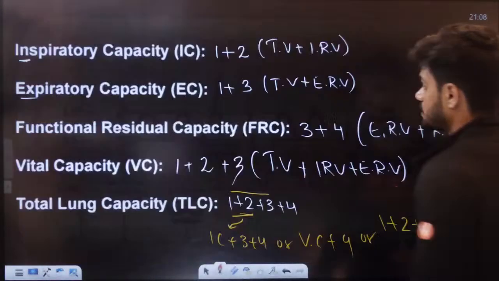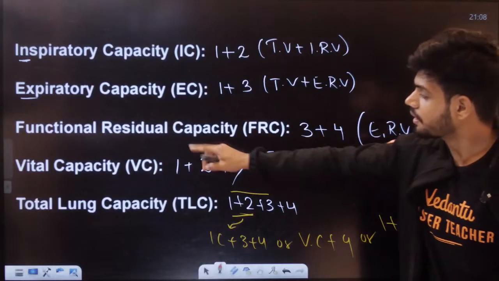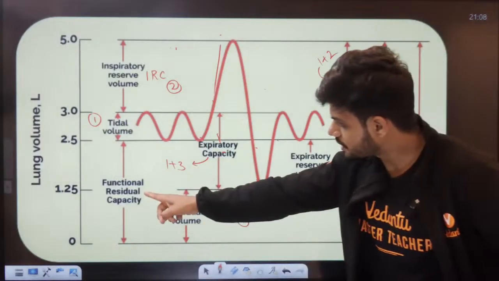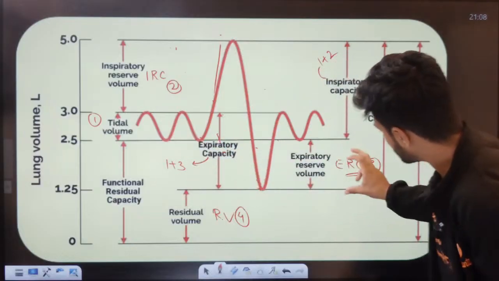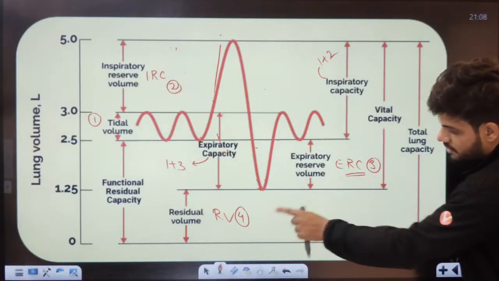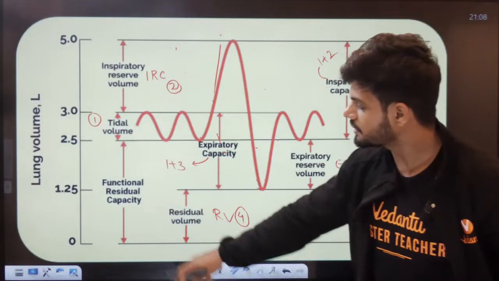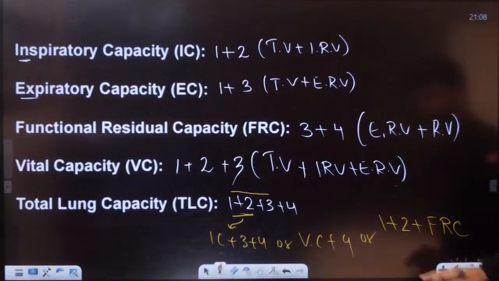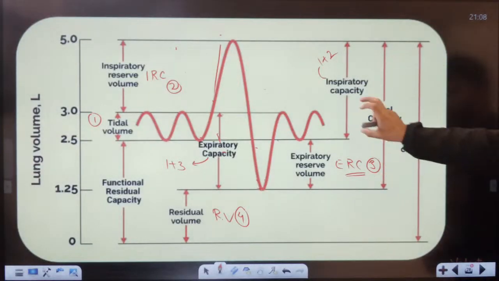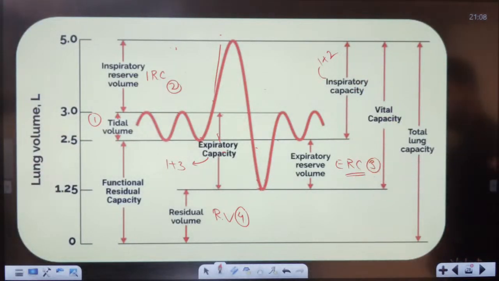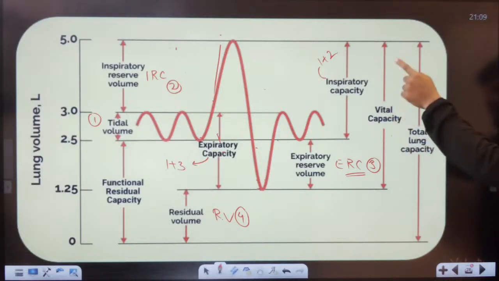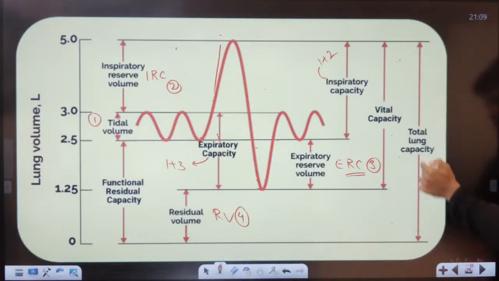Then functional residual capacity is 3 plus 4. This is 3 here, and 3 plus 4 is functional residual capacity, this entire part. Then vital capacity is 1 to 3, the entire thing: 1, 2 and 3. Then total lung capacity is 1, 2, 3 and 4.